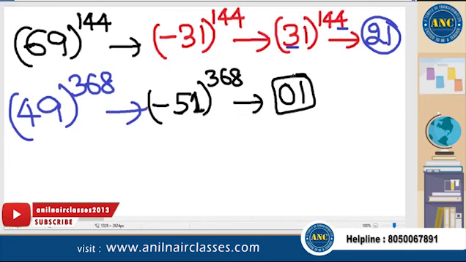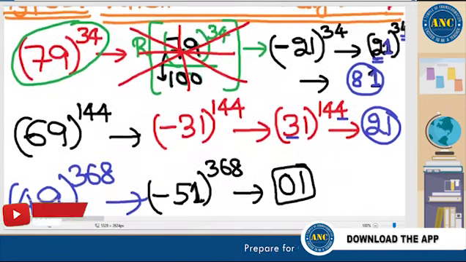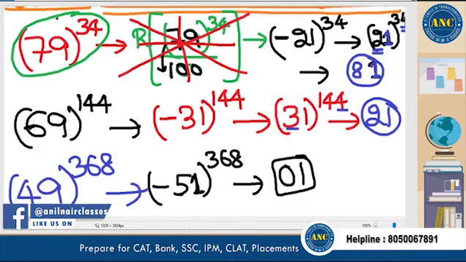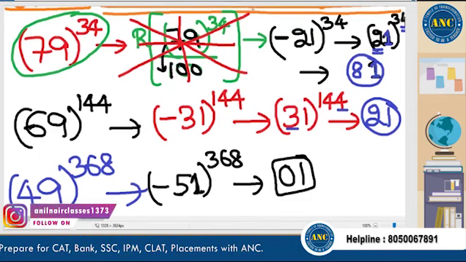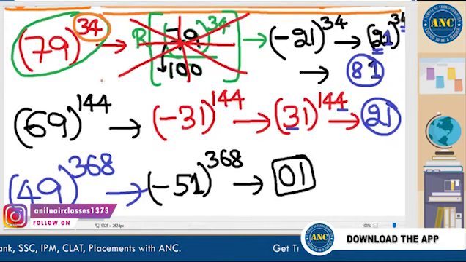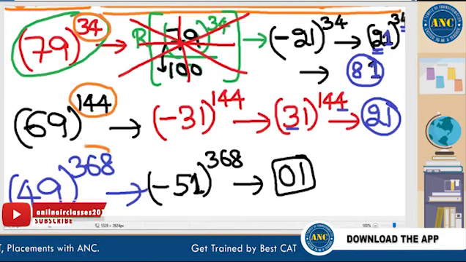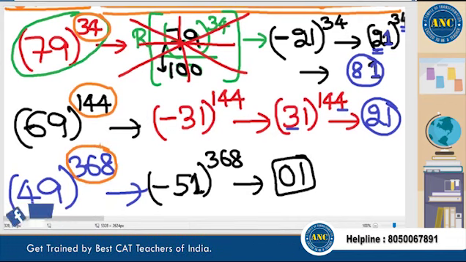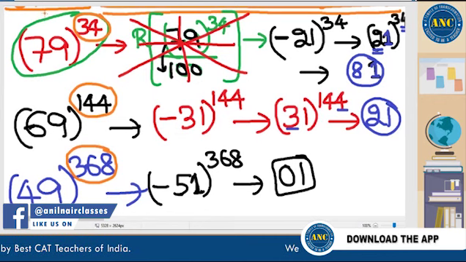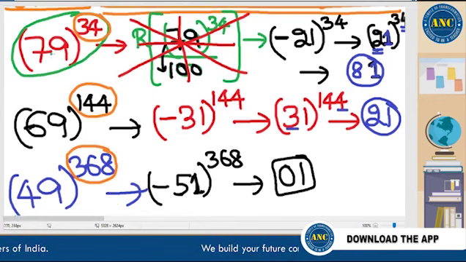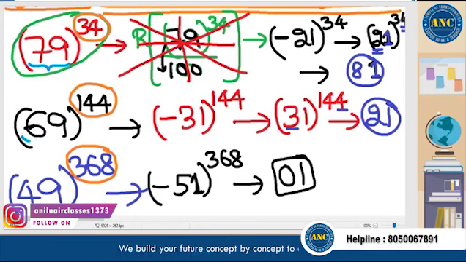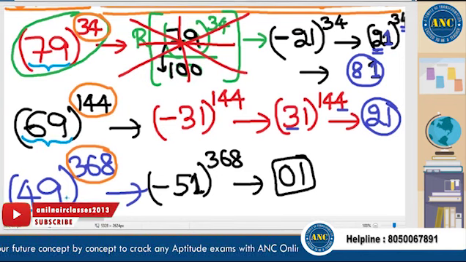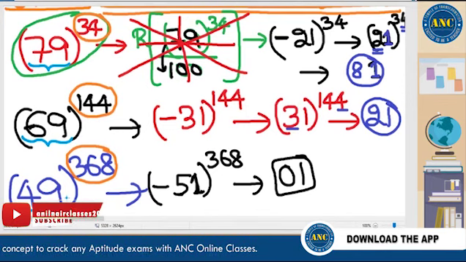The answer is 01. Now, in this type 2, you might get 2 doubts. What are the 2 doubts? The first doubt is, what if the power is an odd number? Whatever power I have taken till now in the first 3 problems is an even power. What if the power is an odd power? The second doubt is, what if there are more than 2 digits in the base? Everywhere I am taking only 2 digits. These are the 2 doubts that you might encounter.